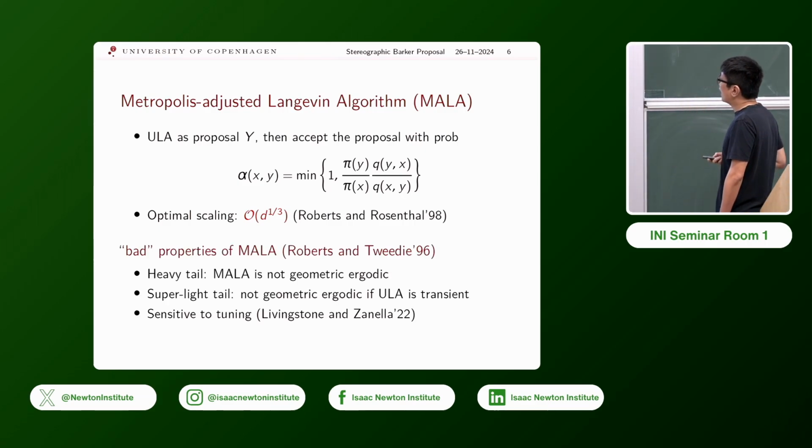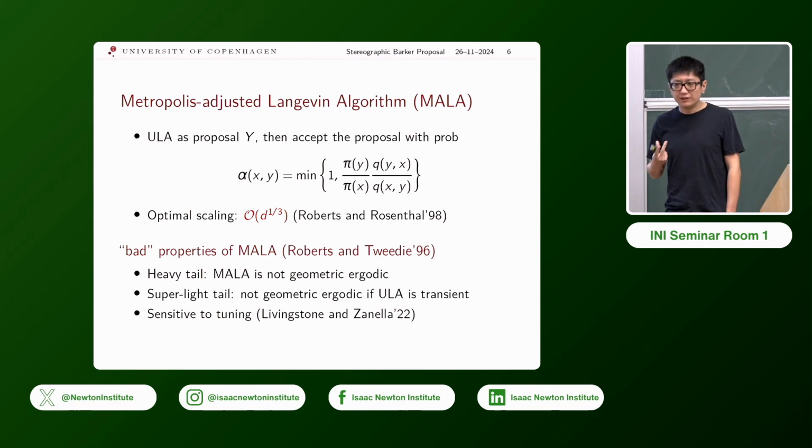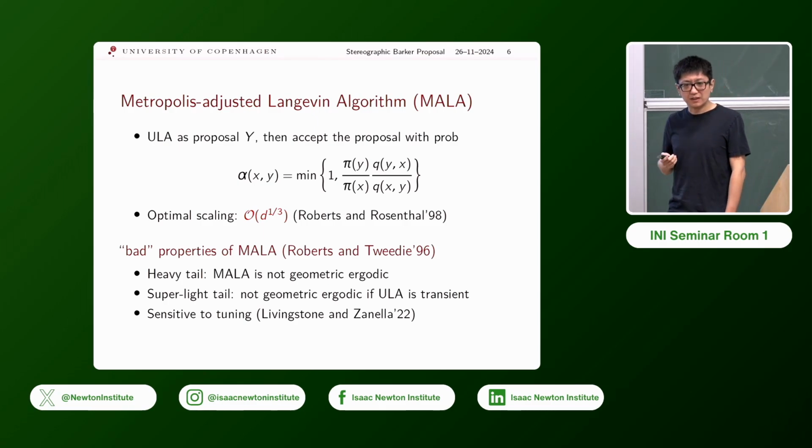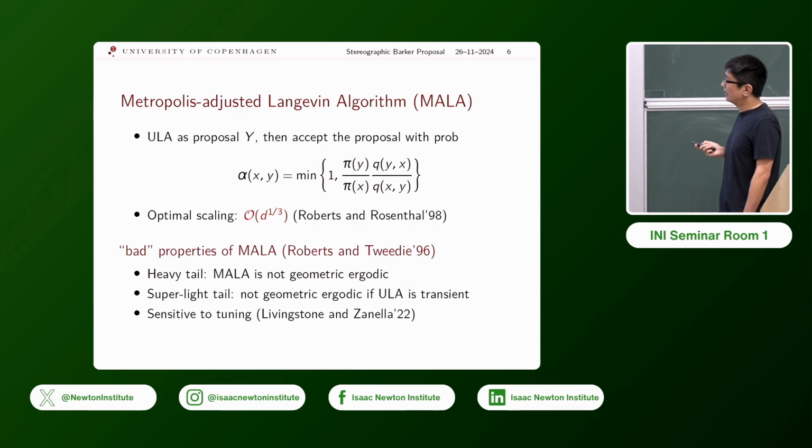For example, if your target has a heavy tail, the ULA proposal at the tail region is just like a random walk proposal. So MALA just behaves like a random walk Metropolis for heavy tail distributions at the tail region. So it's not geometrically ergodic.